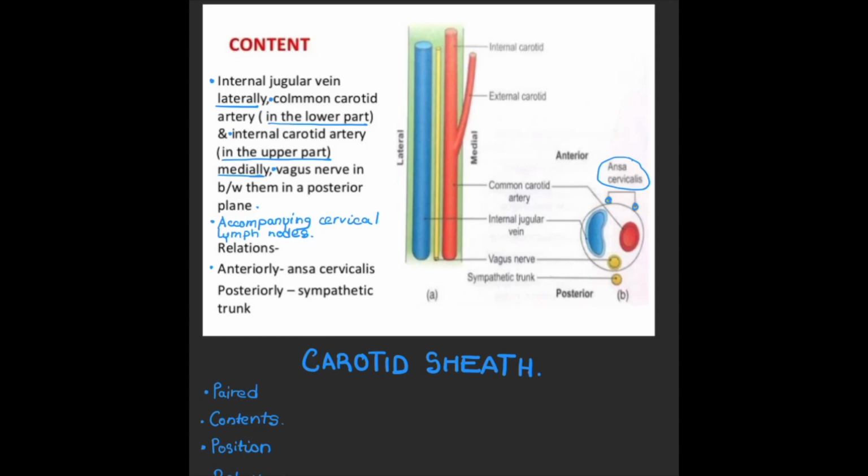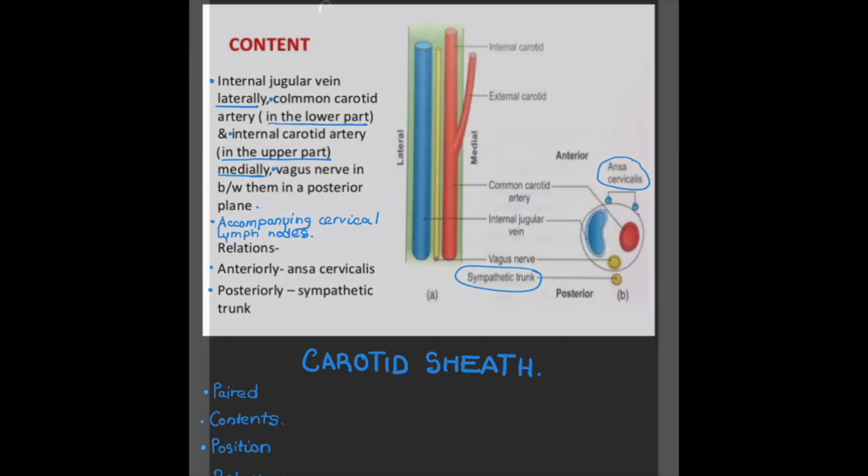Moreover, one last thing that I want to add to this is the relation with the carotid sheath. There are some structures which are in close proximity to the carotid sheath, and we call these the relations or associating structures. One of which is anteriorly ansa cervicalis, which is a part of cervical plexus that we'll be talking about later, and posteriorly is a sympathetic trunk.